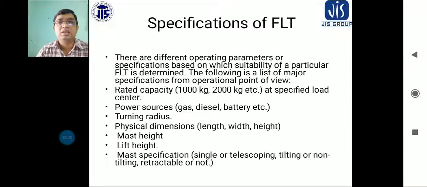And another is the mast height, which is another essential thing. It depends on the mast, the distance over which you have to move your materials. That means the upward and horizontal telescoping considerations come in depending on the mast heights. And the lifting height is also correlated with the mast height. That means the forklift truck will specify the height to which you can lift your materials, and this will depend. And another is the mast specification: single or telescopic, tilting or not tilting, and retractable or non-retractable, will be considered according to the mast specifications.